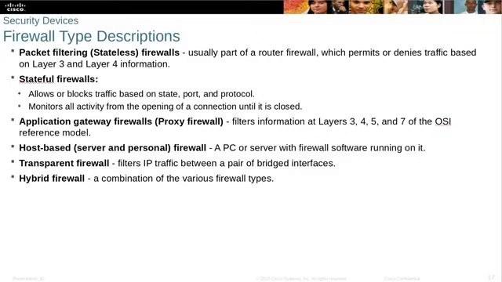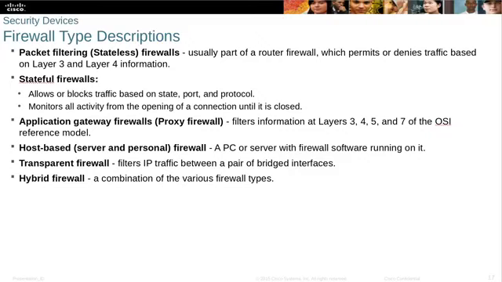So a packet filtering firewall or a stateless firewall, these are usually part of the router and they permit or deny traffic based on layer 3 and layer 4 information. So in other words, on IP addresses and port numbers, TCP, UDP port numbers. Those types of firewalls are relatively easy to get round. A stateful firewall allows or blocks traffic based on a state, a port or a protocol, and it monitors all activity from the opening of a connection until it's closed. These are a lot more solid.